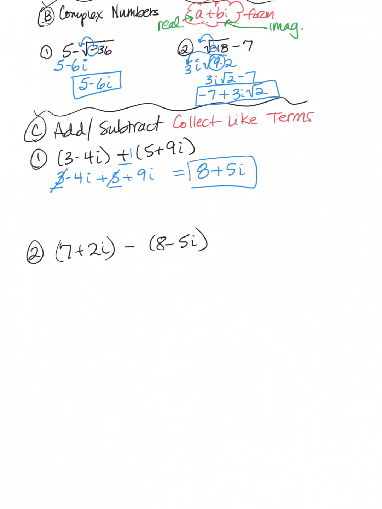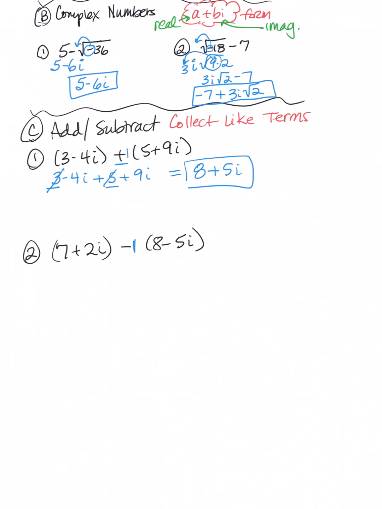Let's try another one. What if it's a negative in the middle? Remember, that's like a -1, so I need to distribute that before I drop my parentheses. So I have 7 plus 2i minus 8 plus 5i. Be really careful with your signs.